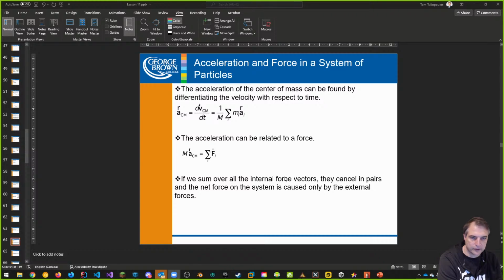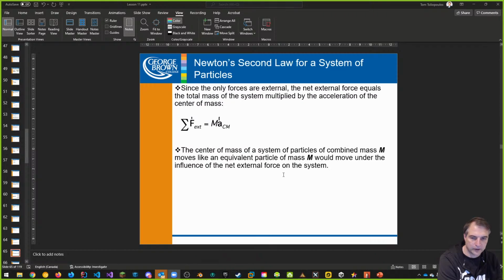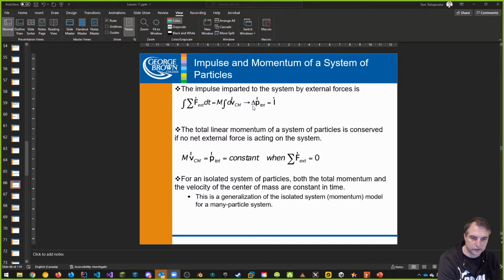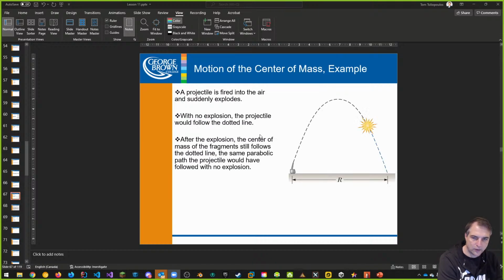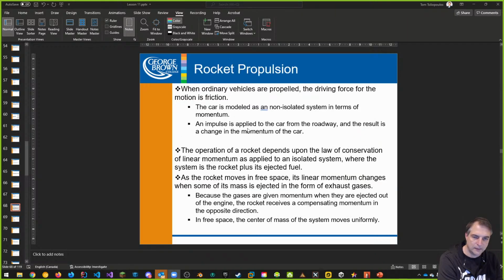Okay, so I'm going to skip over here. When it comes to particles, momentum of a system with particles. And okay, so how about the motion of the center of mass? Again, we're talking about center of mass. We're going to keep going. How about rocket propulsion? Okay, this is interesting. So rocket propulsion is a special case, right? When ordinary vehicles are propelled, the driving force for the motion is friction, right?